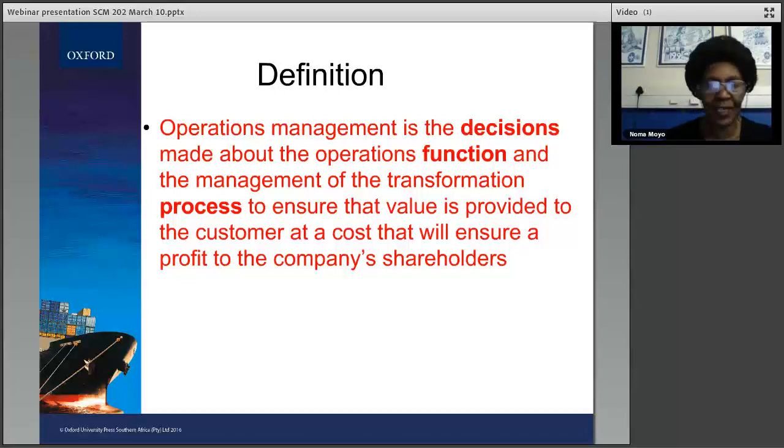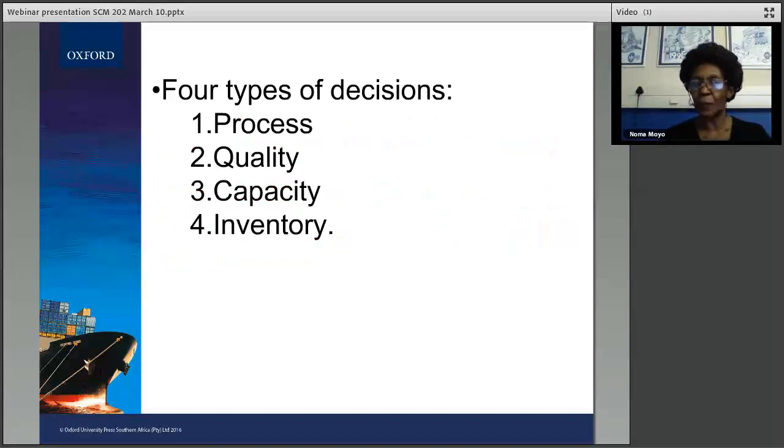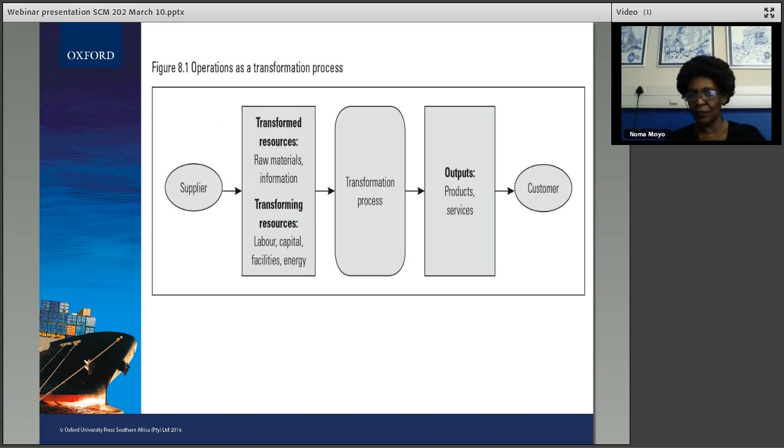What is operations management? Operations management is the decisions made about the operations function and the management of the transformation process to ensure that value is provided to the customer at a cost that will ensure a profit to the company's shareholders. Four types of decisions: process, quality, capacity, and inventory. Those are the decisions in operations management.